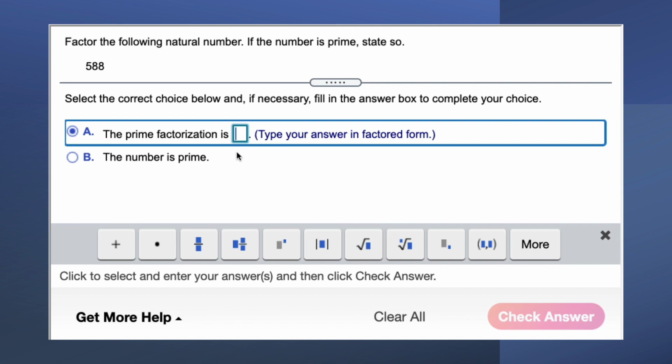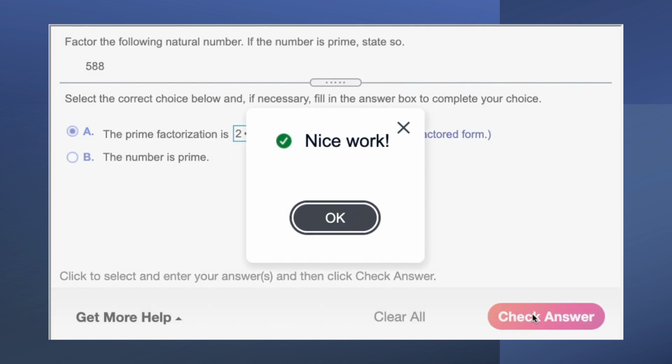First, you'll type in a 2. Next, you'll select the multiplication dot that appears in the Math toolbox at the bottom of the screen. Next, type in a 2 again, and then the multiplication dot again, then a 3, the multiplication dot, a 7, the multiplication dot, and another 7. Next, you'll select Check Answer. Once you got the question correct, you can move on to the next question.